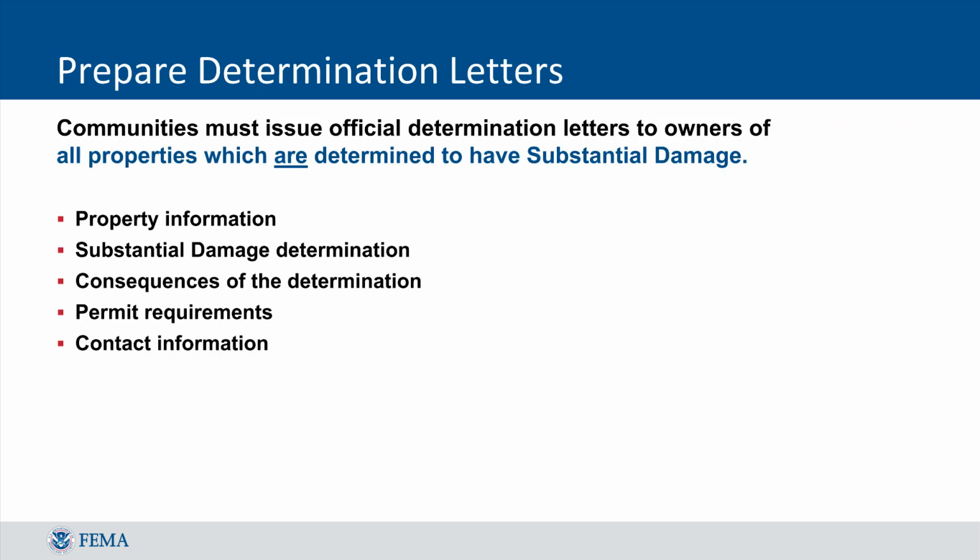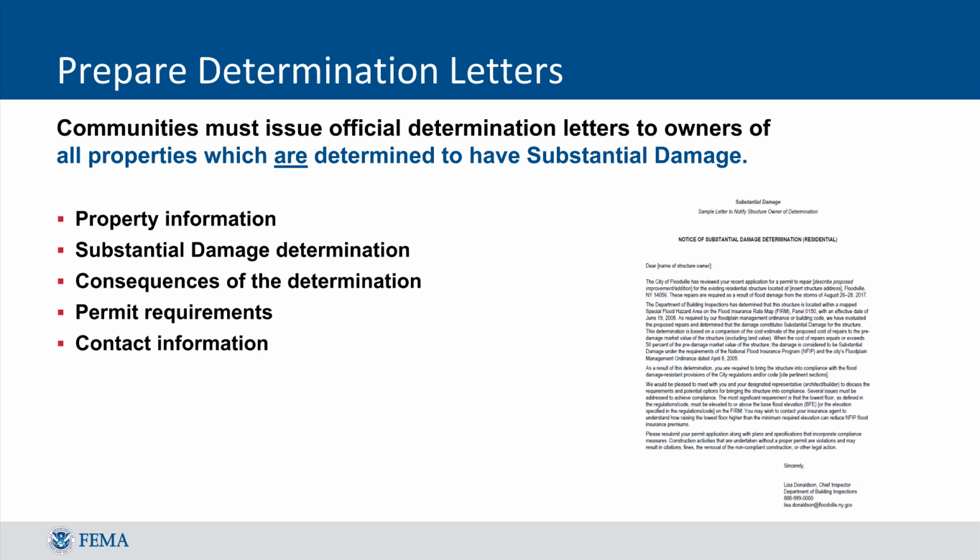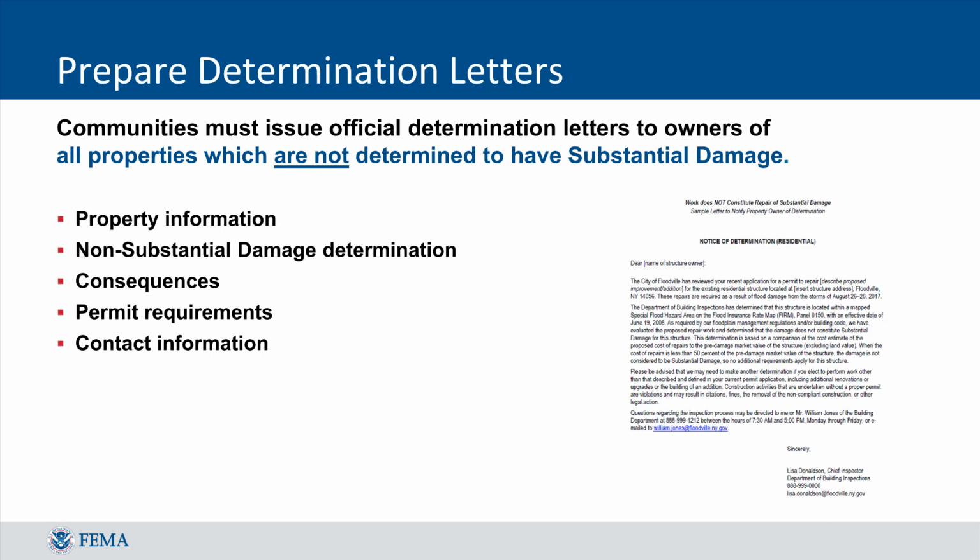Communities must issue official determination letters to owners of all properties that have been determined to have substantial damage. These letters should include property information such as the owner's name and address, parcel number, whether it's a residential or non-residential property, and the substantial damage determination. The letter should explain the consequences of the determination, the permit requirements, and include contact information for the community official. The letter does not have to specify the precise percentage determination used, just that it's 50% or higher.